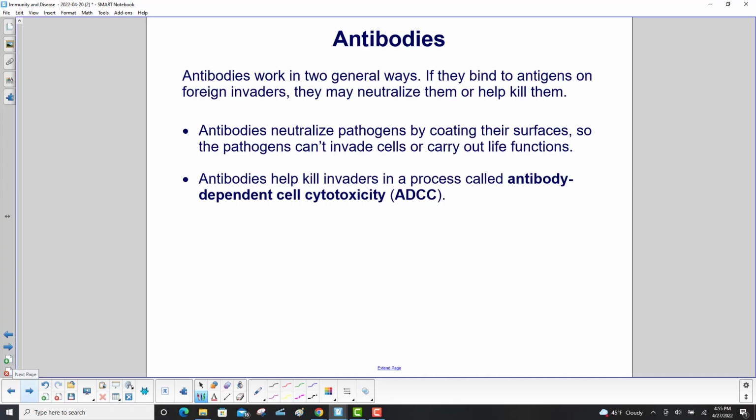Antibodies work in 2 general ways. If they bind to antigens on foreign invaders, they may neutralize them or help kill them. The antibodies neutralize pathogens by coating their surfaces so the pathogens can't invade cells or carry out life functions. Or they can help kill the invaders in a process called antibody-dependent cell cytotoxicity, or ADCC.